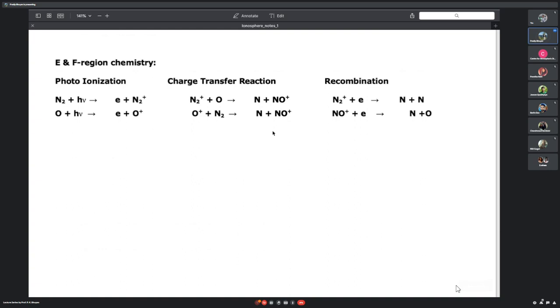Okay, so these are the three reactions. One, O plus combining with another molecule, then transferring the charge. Here, O plus combining with N2, becoming NO plus, and this NO plus and e becoming N plus O. This is recombination, okay?